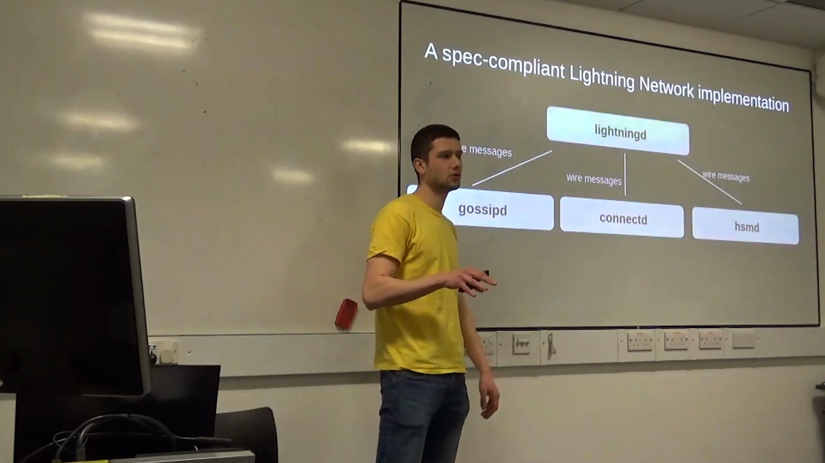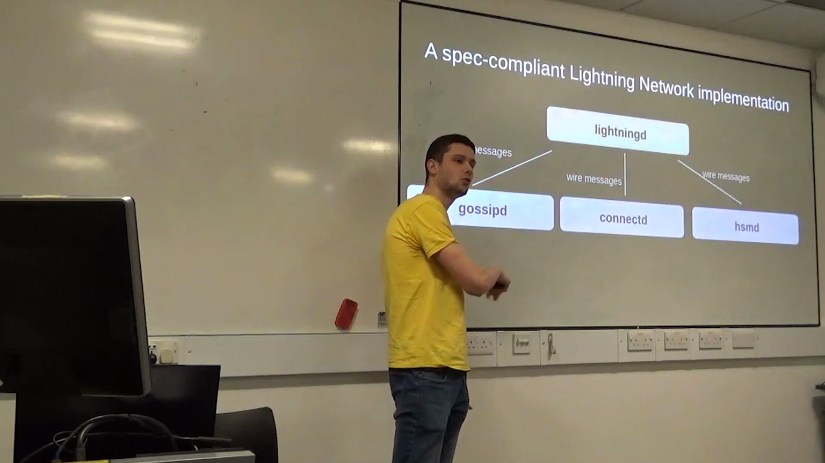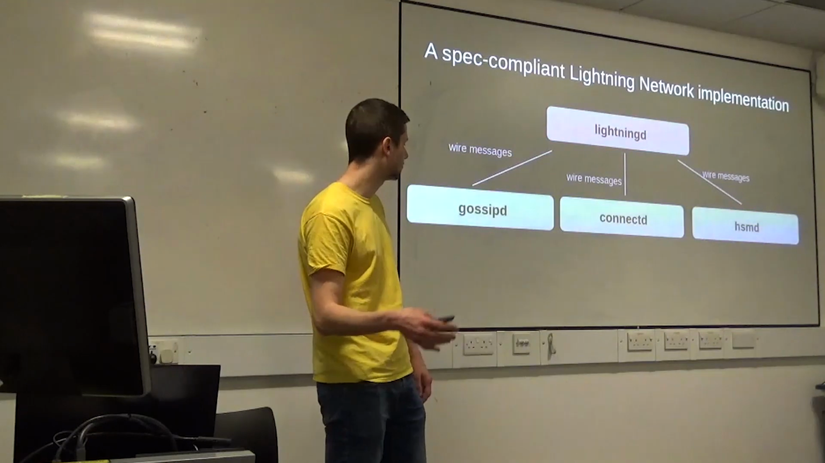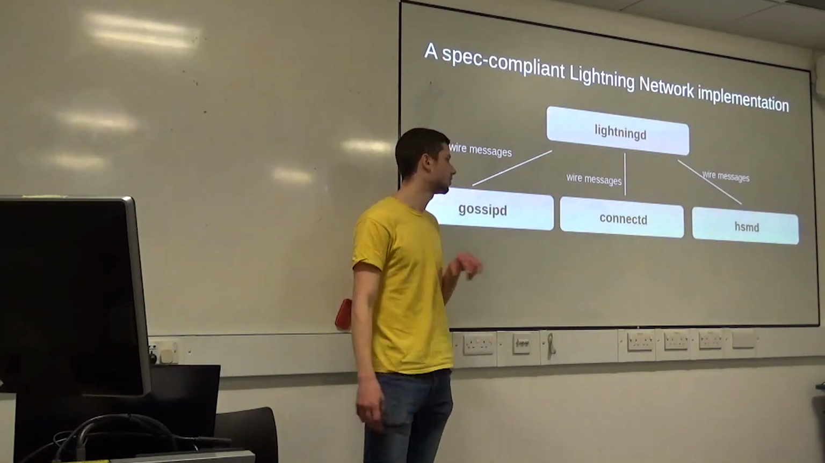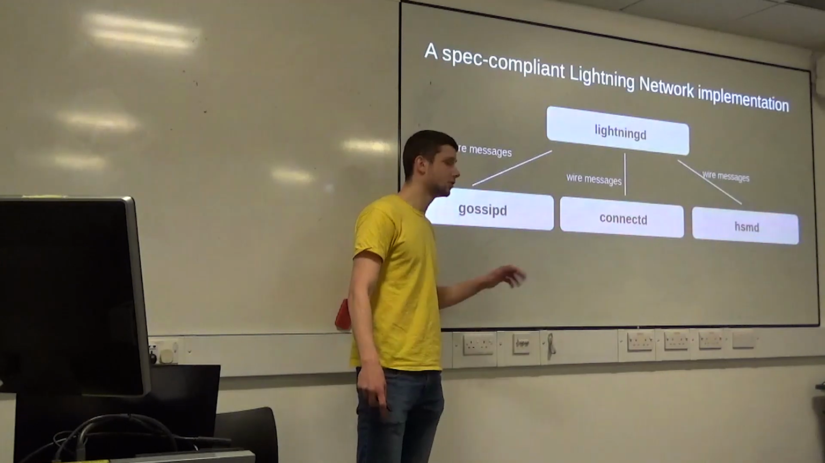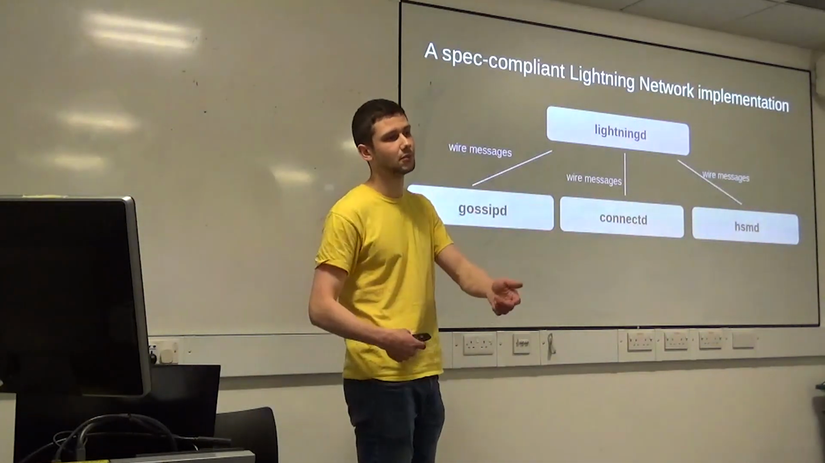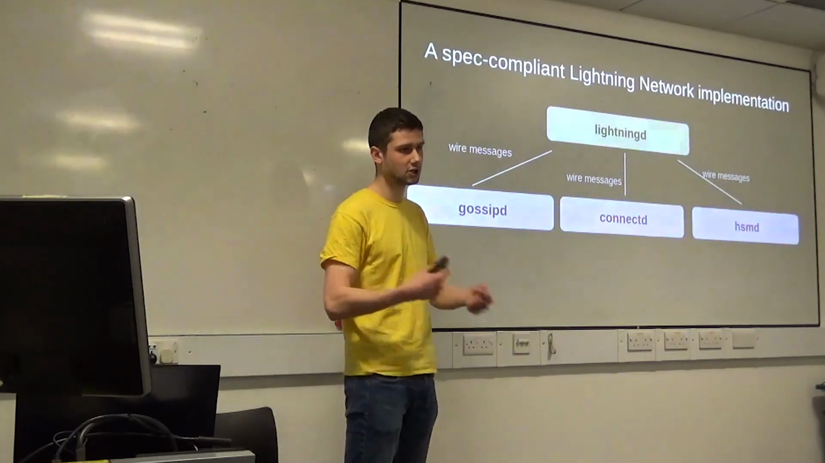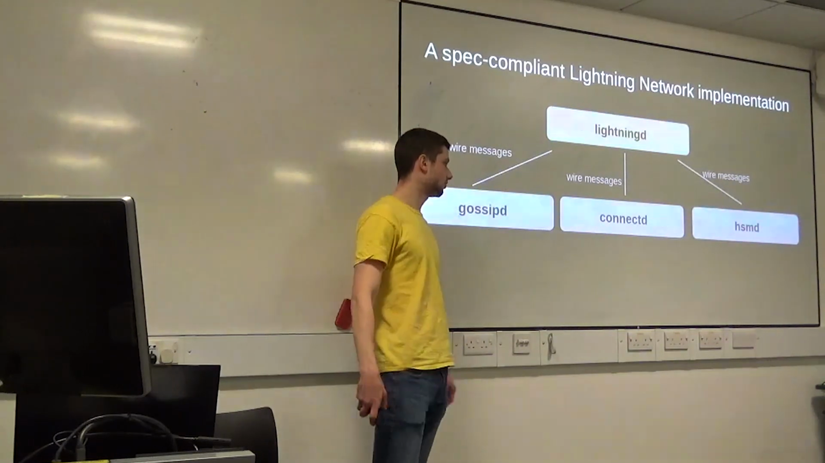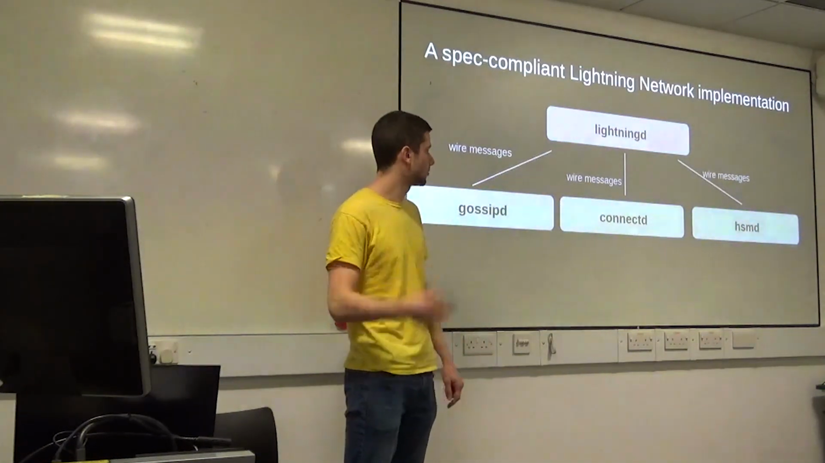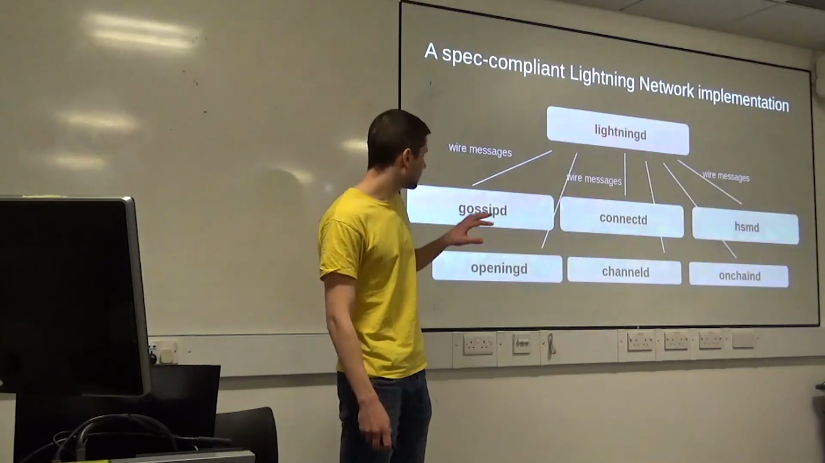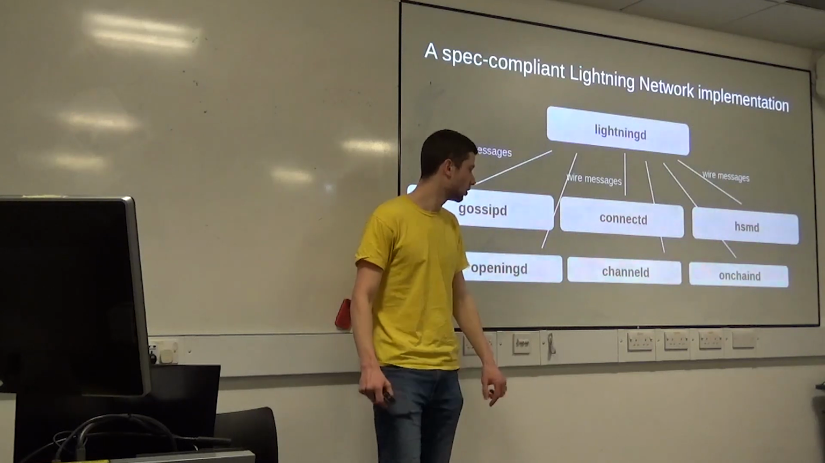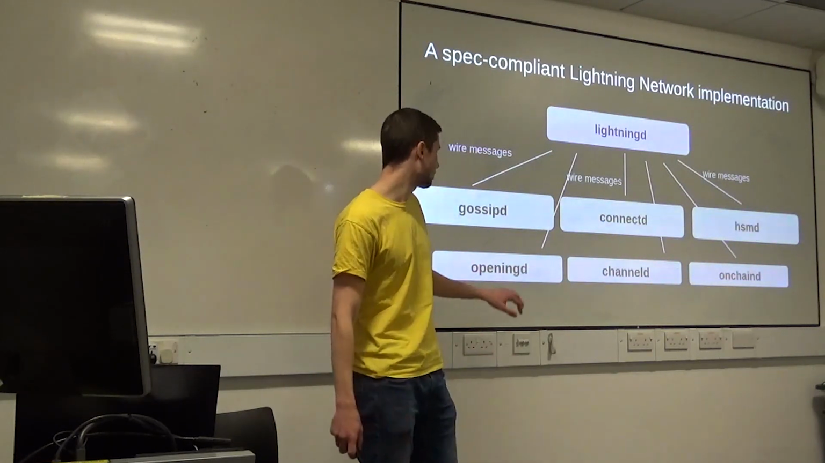We have three main subdaemons. Main because these subdaemons are always up. There's Gossip D, which handles all the gossip things and is the most complex, I think. There's Connect D, which handles all the connections. Either we want to connect to a peer or a peer wants to connect to us, it will pass through Connect D, and it handles the cryptographic handshake. And HSMD, which handles all the key management. Then we have three ephemeral subdaemons. We have Opening D, Channel D, Onchain D, which are pretty self-describing.